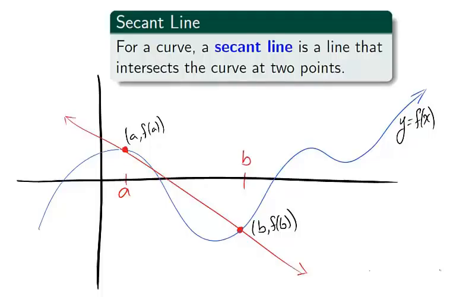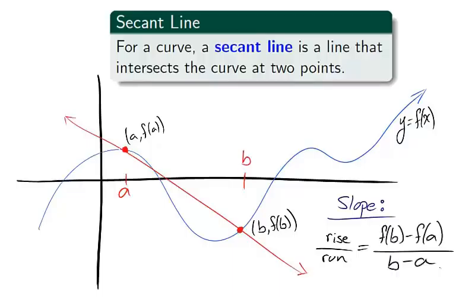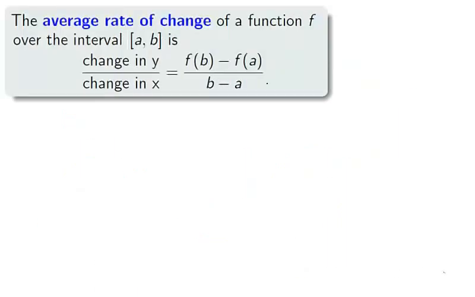What is the slope of a secant line? As the secant line passes through the points (a, f of a) and (b, f of b), we can calculate the slope as rise over run. The slope equation for a secant line is known as an average rate of change. A rate of change is a measure of how input changes affect output changes.